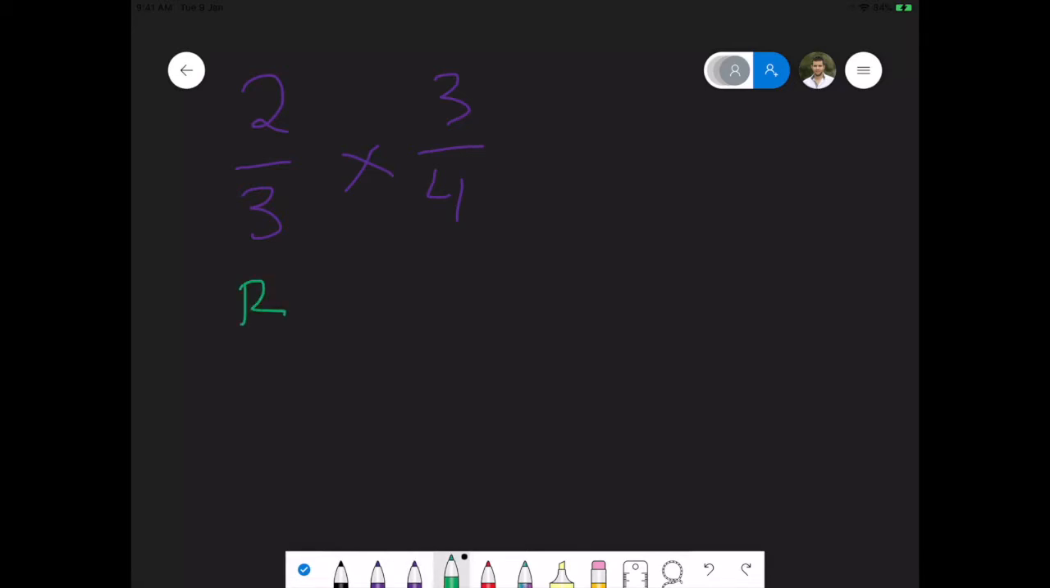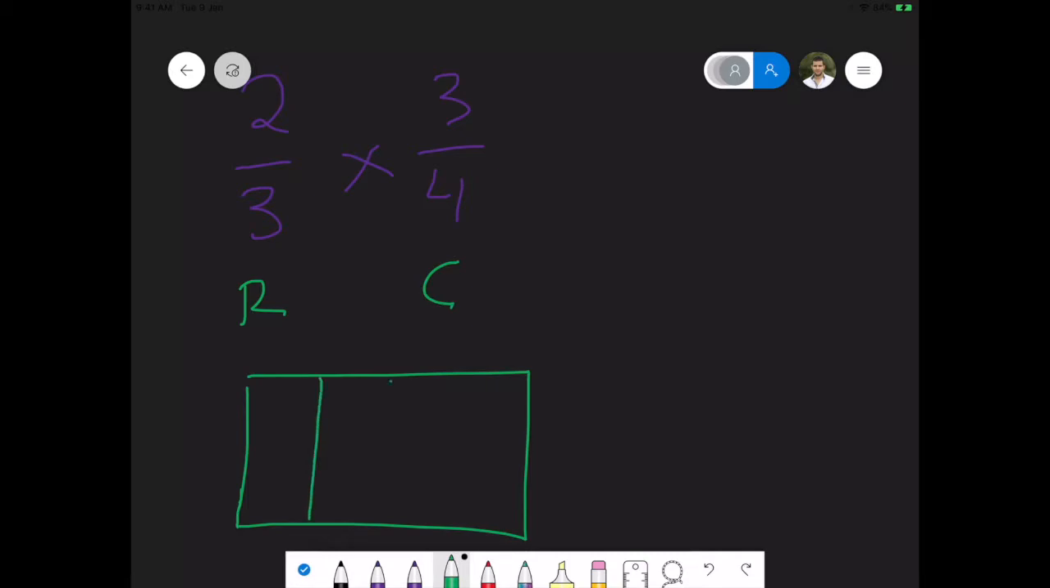I'm reminding you again, the first factor is the rows, the second is the columns. I need to start with the second number, which is my columns, and I will draw an array with 4 columns. Here it is, and according to my problem, I need to shade 3 out of the 4 columns. All right, 1, 2, and 3.